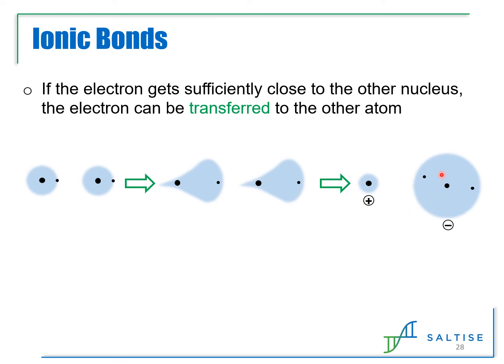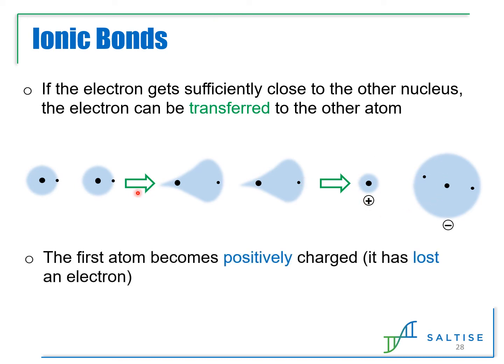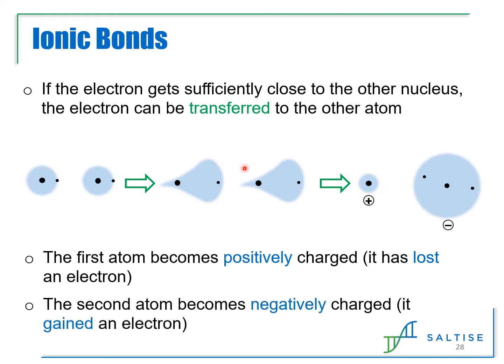The atom on the left, here, has lost 1 electron, and as a result, it becomes positively charged, and the electron cloud shrinks. The atom on the right started off with 1 electron, but now, because it's gained 1 electron, it is now negatively charged and has a larger electron cloud. Since the 2 ions are oppositely charged, they will be attracted to one another, and this is how an ionic bond is created.